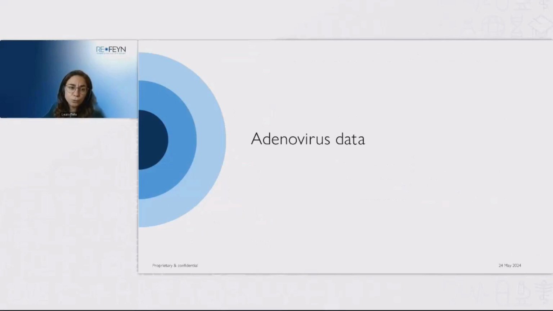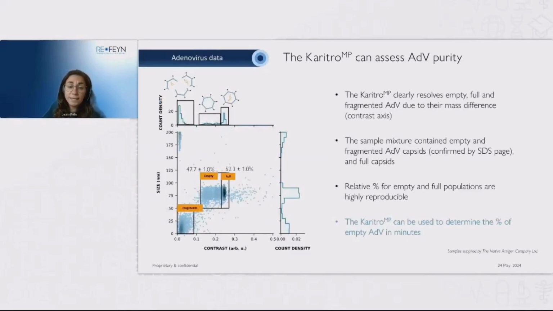Now I would like to go through some examples of adenovirus data. In here, we are showing how the KaritroMP can be used to assess adenovirus purity quickly. As mentioned in the introduction, the Karitro can resolve empty, full, and fragmented adenovirus due to their mass difference, which is expressed in the contrast axis here. So you can see again the 3 populations of the fragments, the empty, and the full capsids. The presence of the empty and fragments was confirmed by SDS-PAGE.